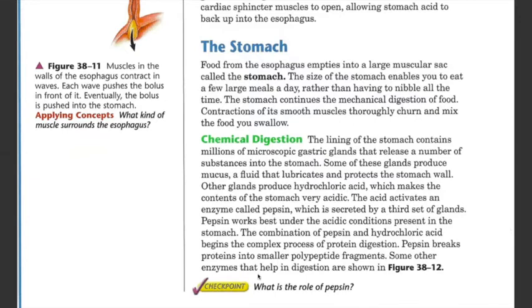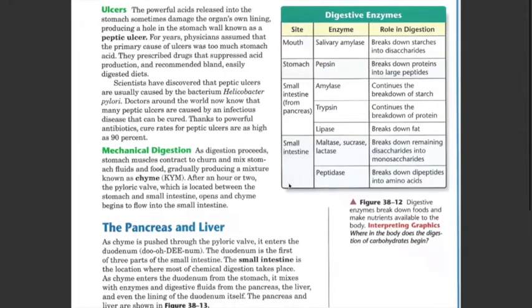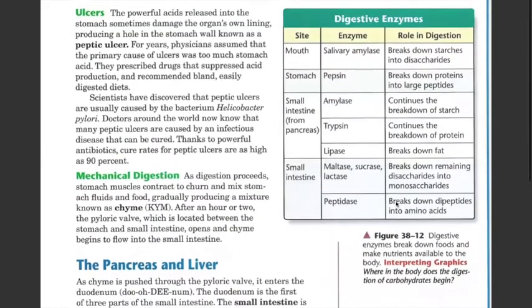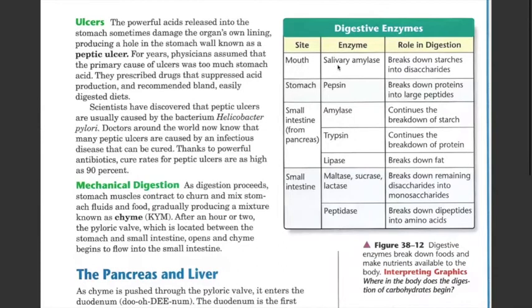Some other enzymes that help in digestion are shown in 38-12, which is the next page. All right, so looking at 38-12, digestive enzymes break down foods to make nutrients available to the body. So the mouth has amylase in the saliva, or salivary amylase, which breaks down starch into disaccharides. Let's use words that we learned in class in Bio 1, carbohydrates. It breaks down carbohydrates. In your stomach, you have pepsin, which breaks down proteins. Oh man, those words keep coming back from Bio 1.